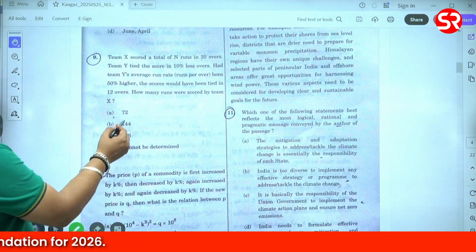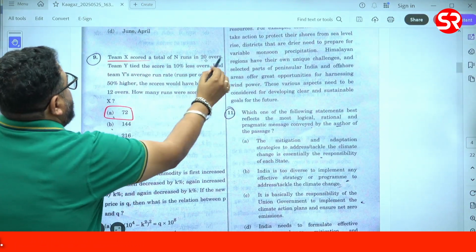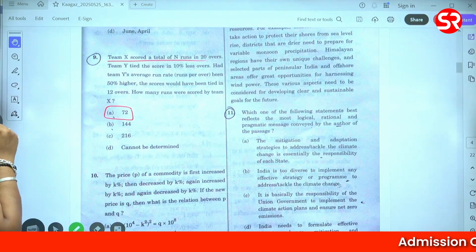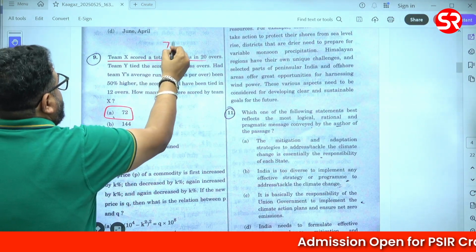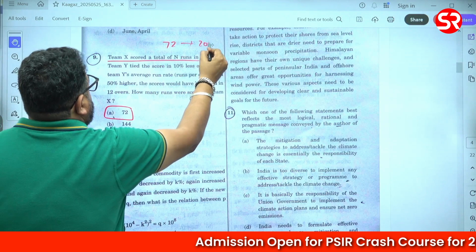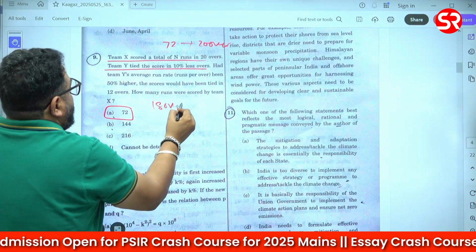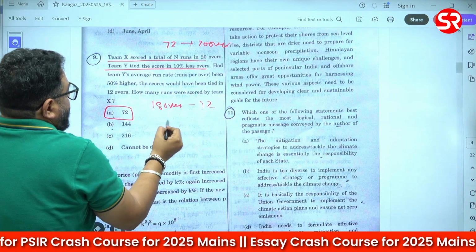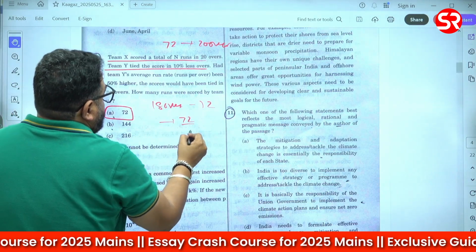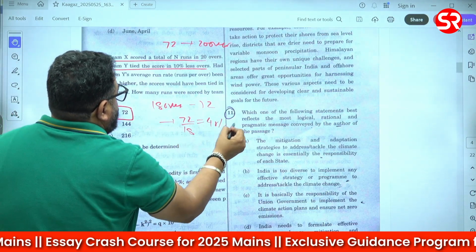I started with the option. Team X scored a total of n numbers, so I say 70 runs in 20 overs. Team Y tied in 10 overs less to 18 overs. Y ने 72 रन. इसका एवरेज ओवर क्या हो गया, 70 by 18 runs per over.